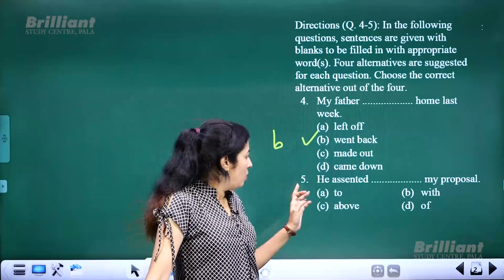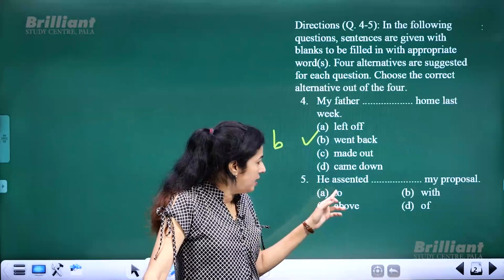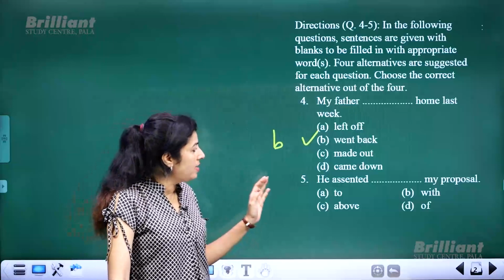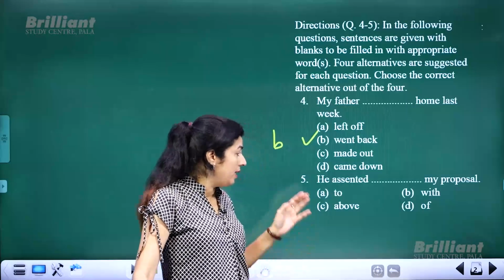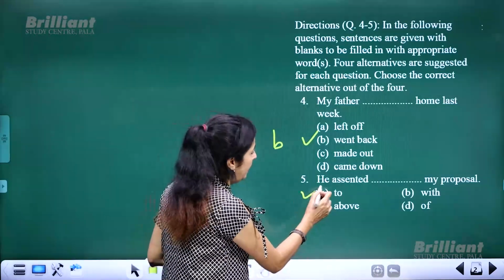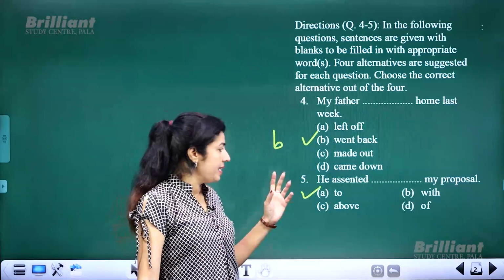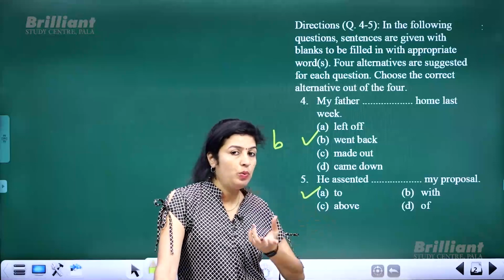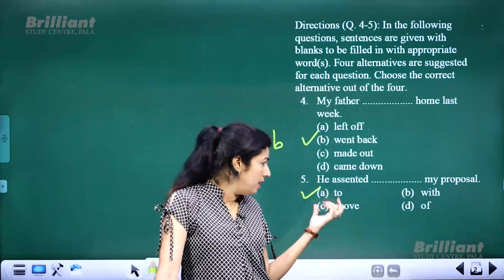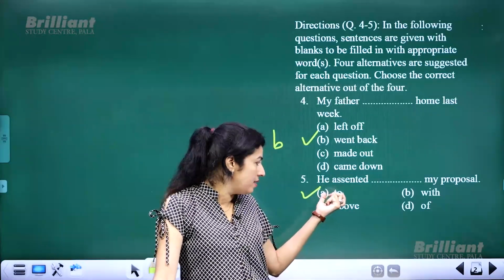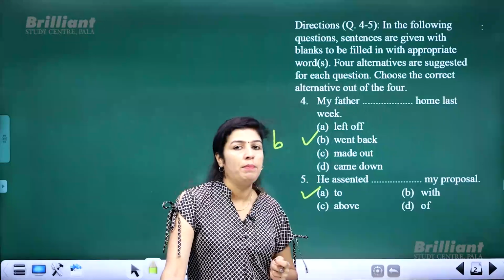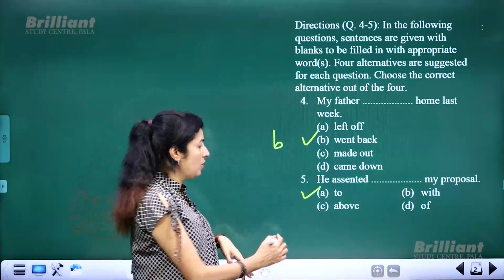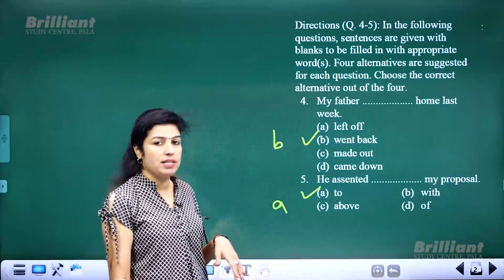Now: he assented dash my proposal. You need to use a preposition here. He assented to my proposal. Just like the word agreed: agreed to, agreed with. Similarly, with the word assented, it is "to". So he assented to my proposal. Not any other prepositions possible. So option number A is the correct option.